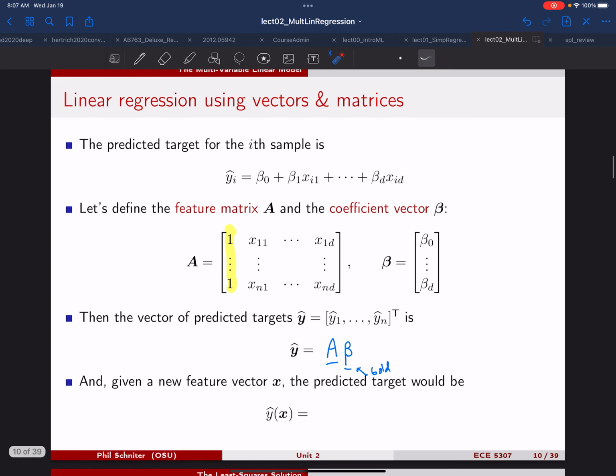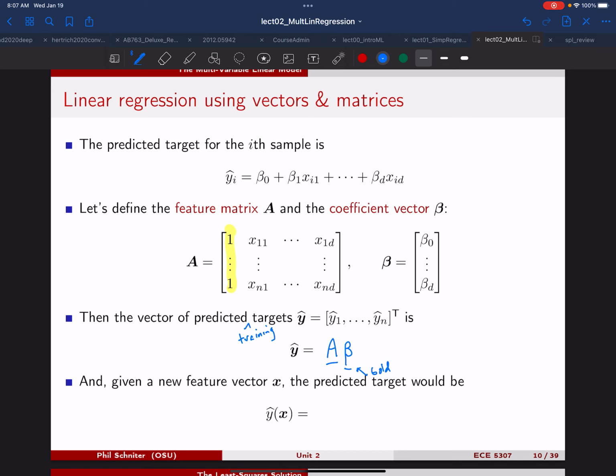All right. Any other questions? Okay. So this describes how we would predict the targets of our training. Maybe I'll sneak that in. These are the predicted training targets.